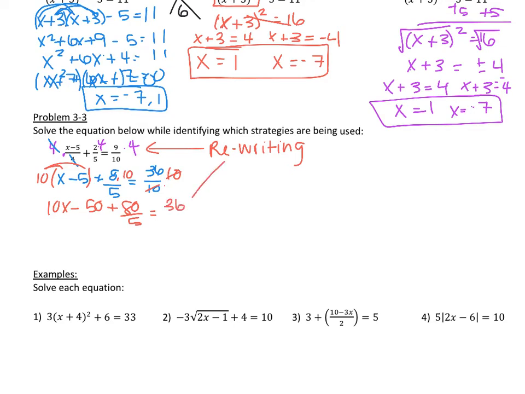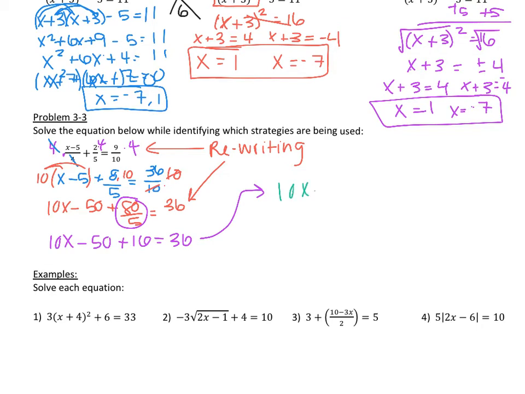So now again, this is just another rewriting. So really the whole strategy on this one is rewriting. Next, I would start simplifying wherever I can. So this 80 over 5, that's 16. So I can do 10x minus 50 plus 16 equals 36. I'm going to have to come up here because I need a little more space. Now, negative 50 plus 16 is negative 34, so I'm going to write that.